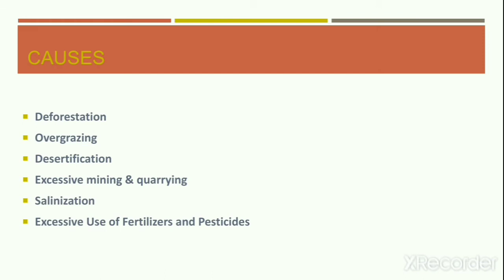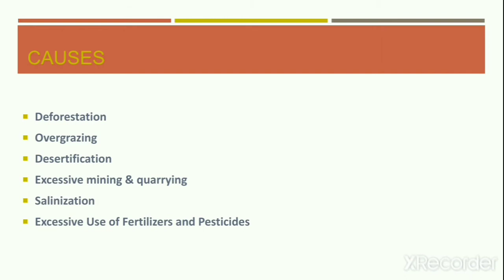Overgrazing is another major factor. With the increase in the livestock population, it results in the overexploitation of pastures. Due to this, the grass and other types of vegetation are unable to survive and grow in that area, and the lack of vegetative cover leads to soil degradation and erosion.